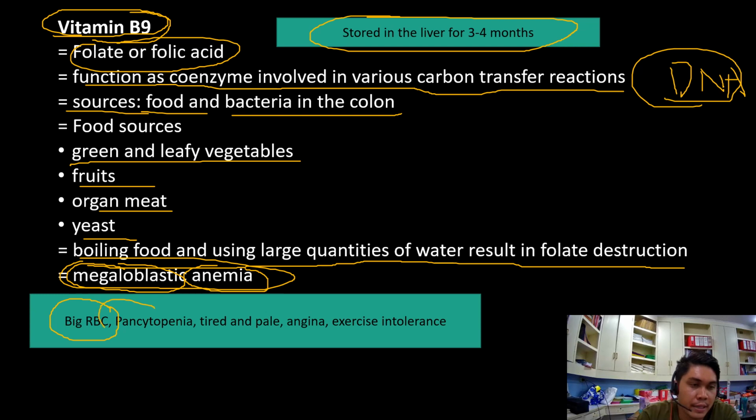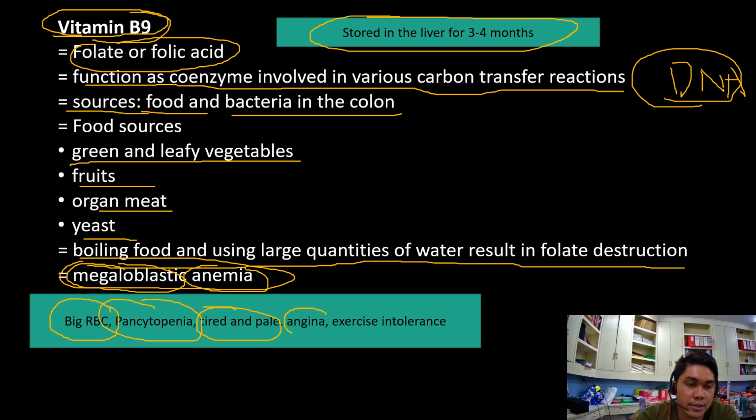Then there's also pancytopenia, meaning a decrease in the cell count of all cell types. So decreased WBC, RBC, and platelets. So you have pancytopenia due to the deficiency in B9, which is important in the maturation and differentiation of cells. The patient is tired and pale because of decreased normal RBC count.